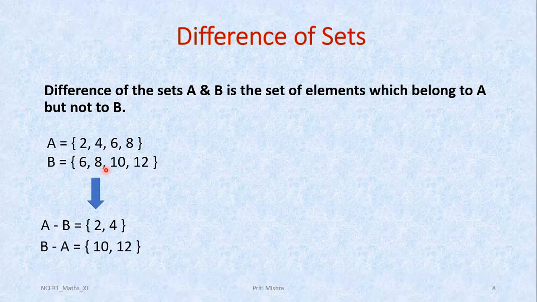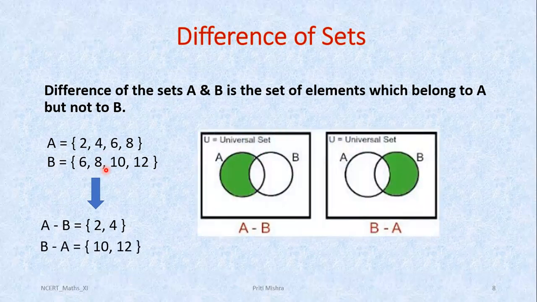Now let's have its Venn diagram. What kind of Venn diagram can we have for A minus B? Here you can see this picture. This green portion is showing you A minus B. Here we have deleted the common elements of A and B.